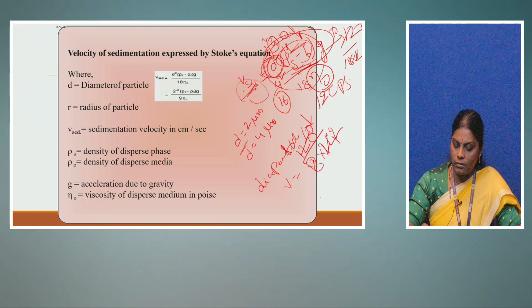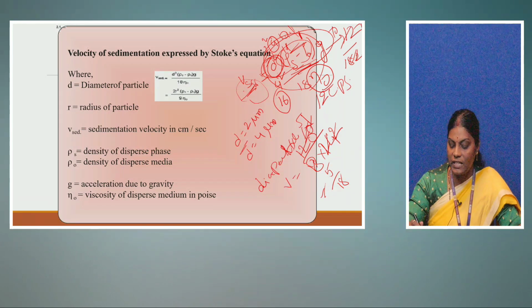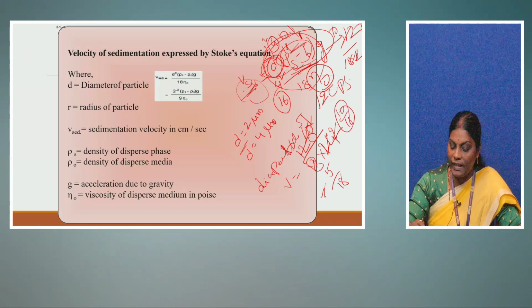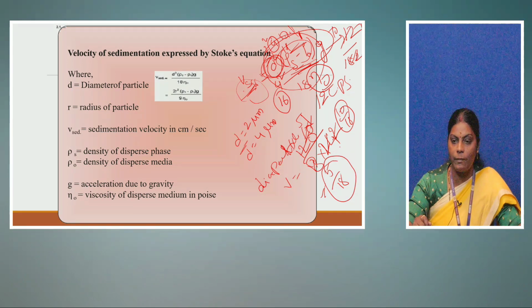It is of 10. Finally the value will be 5 by 18. Among these two, which one is more? 12 by 18, 10 by 18 is more, or 5 by 18 is more? Obviously 10 by 18 is more. If you have taken less viscosity of the dispersion medium, the sedimentation will be more. If you have doubled the viscosity, the sedimentation will be reduced to half.